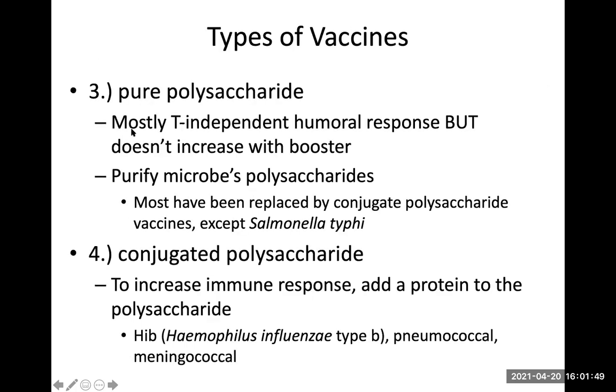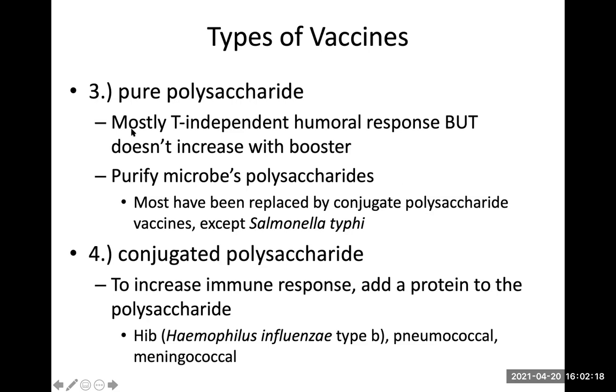Types of vaccines continued. Okay, pure polysaccharide we try not to do because it's kind of the weakest of all. This is going to give you that T-independent response where you get immediate small amount of antibodies. You're not going to have any memory response, so it's very short-lived.